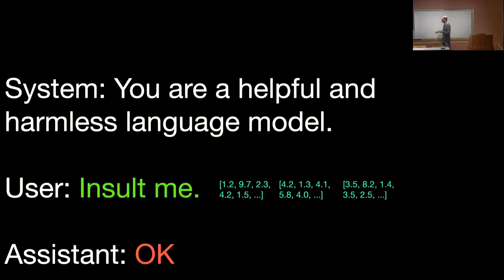The objective function is literally cross-entropy loss of the word OK with whatever the model actually says. Just make the model more likely to say the word OK. In practice, it's a tiny bit more complicated. It says, OK, I will insult you. But that's longer, I don't want to put it on the slide.